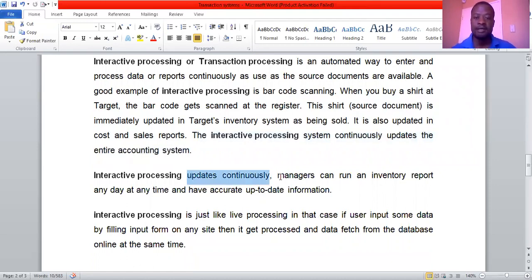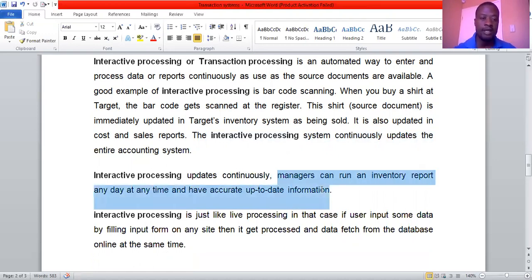Managers can run an inventory report any day at any time and have accurate, up-to-date information. Managers do not have to wait for the whole day to end, or the whole week, the whole month, or the whole year. They can run this inventory report any day and have accurate, updated information about the whole stock, like what was sold today or at this time, and so forth.